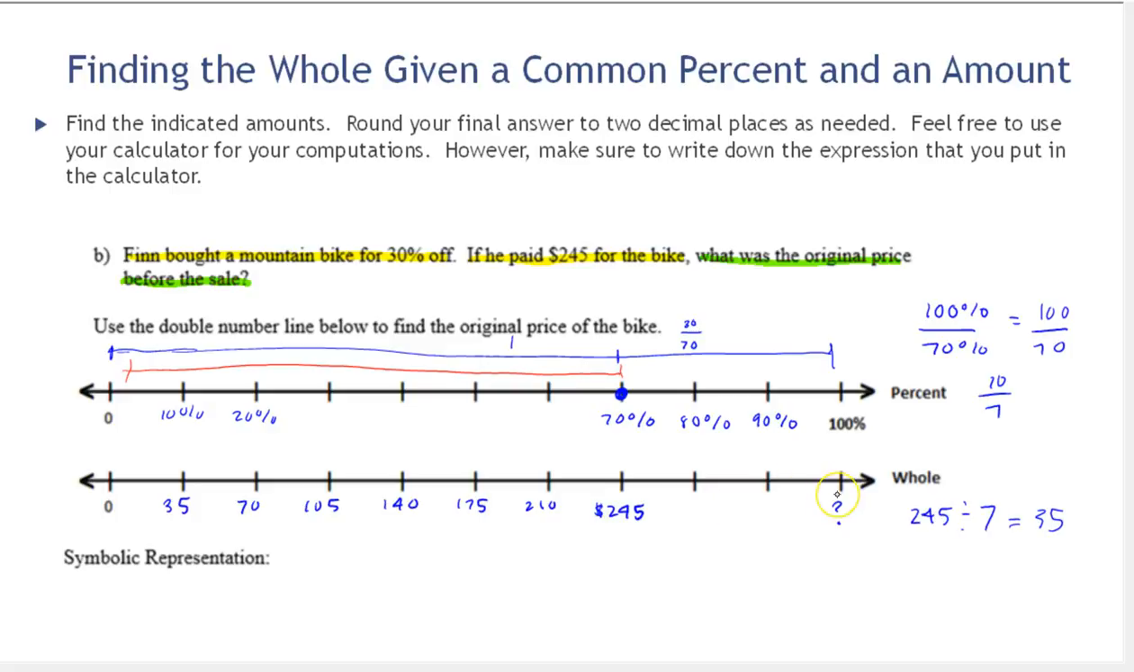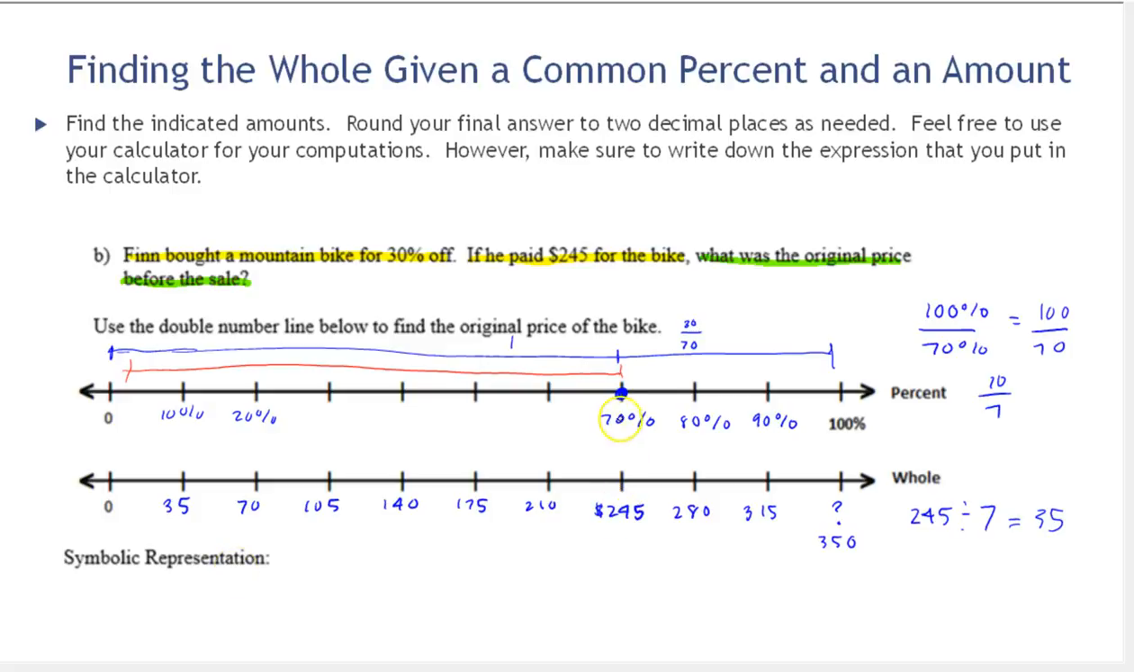Now we're going to keep going to find the whole. 35 would be 280. Another 35 would be 315, and another 35 would be 350. So based on our computations on the number line, the original price of the bike is $350. Okay, so that was 10 copies of $35. So let's see how we could do this more directly with the symbolic representation.